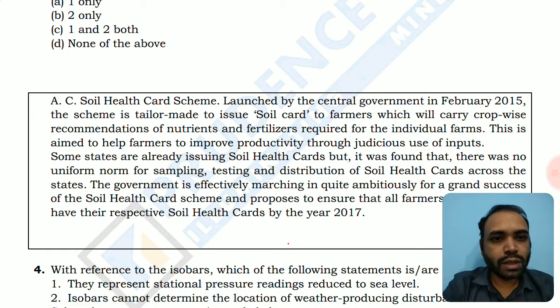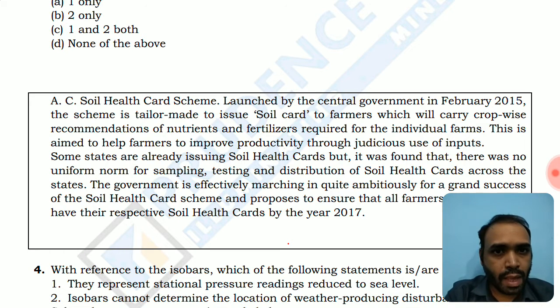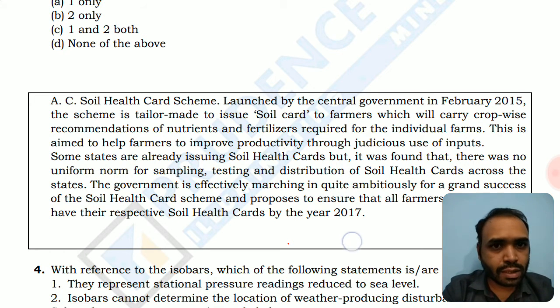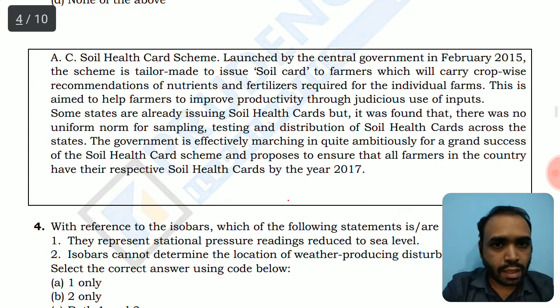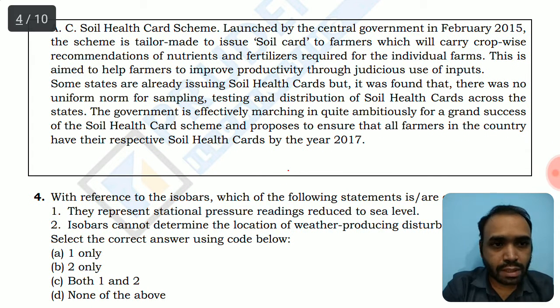Some states were already using soil health cards, but it was found that there was no uniformity. So to ensure uniformity, the union government came up with the soil health card scheme in February 2015. There were no uniform norms of sampling, testing and distribution of soil health cards across the states. The government is marching quite ambitiously for a grand success of the soil health card scheme, and proposes to ensure that all farmers in the country have their respective soil health cards by 2017.